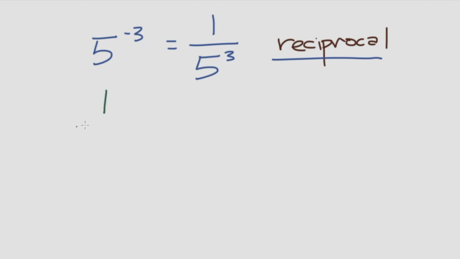Finally, you can also go the other way. If you have something like, for example, 1 over x to the power of 2, we know that's equal to x to the power of negative 2. We're finding the reciprocal of that. We can go the other way.